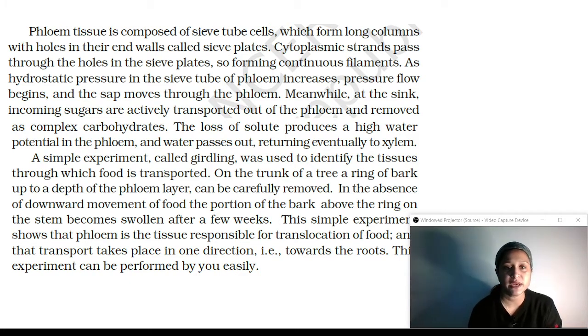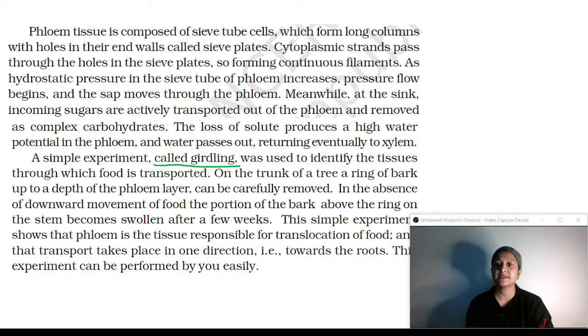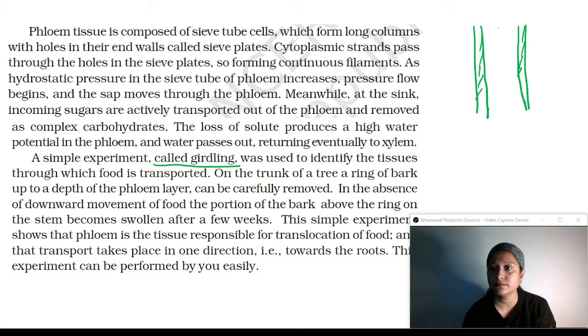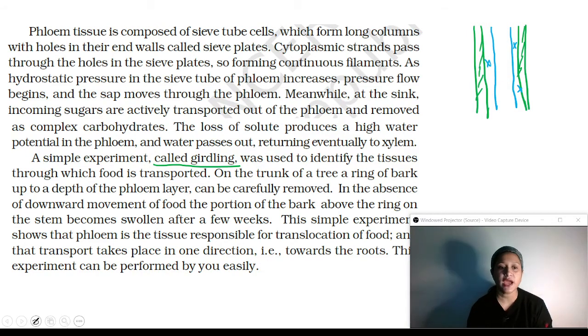Now there is a simple experiment called the girdling experiment. This is the experiment which is actually used to identify which tissue is transporting the food. We know that phloem transports it, but let us prove it. Suppose this is your tree and the outer side is your phloem. Inside the phloem is your xylem. This is your xylem. So we are going to remove the phloem. We have removed, cut the phloem, this portion. We have cut this, fine.